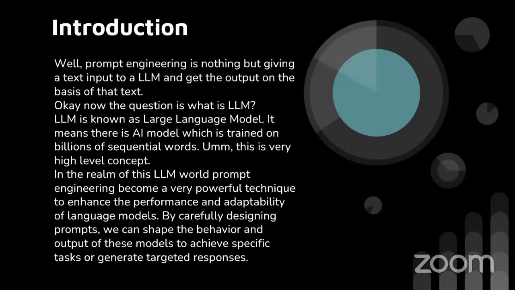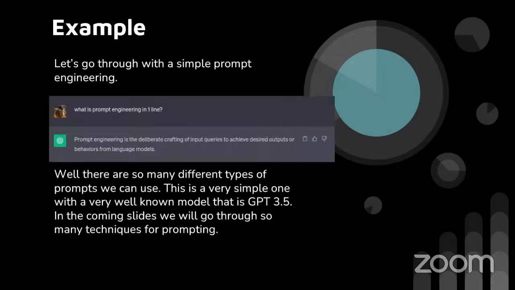So prompt engineering is a very powerful technique to enhance the performance and adaptability of language models, right? We started off with a couple of examples of how we can go through simple prompt engineering. We can just ask a specific question, saying what is prompt engineering in one line, and it gives us the output. There are so many different ways of prompting, different types of prompts that we can use.